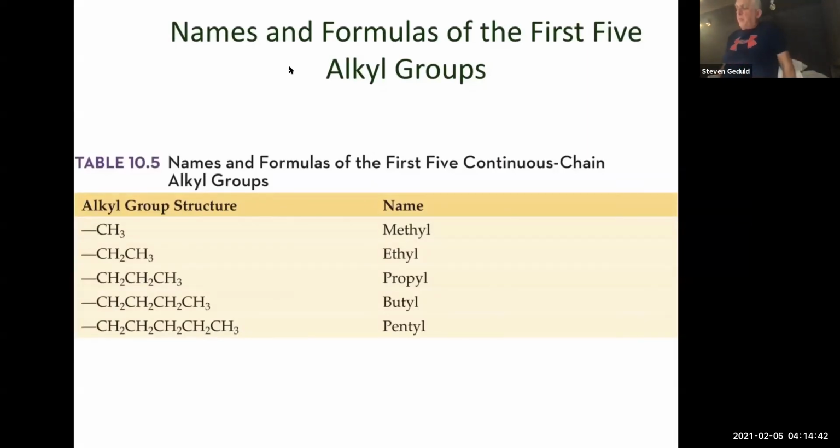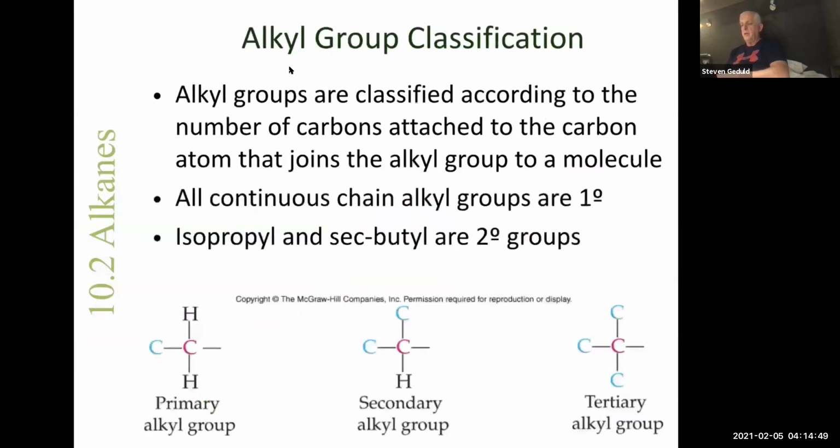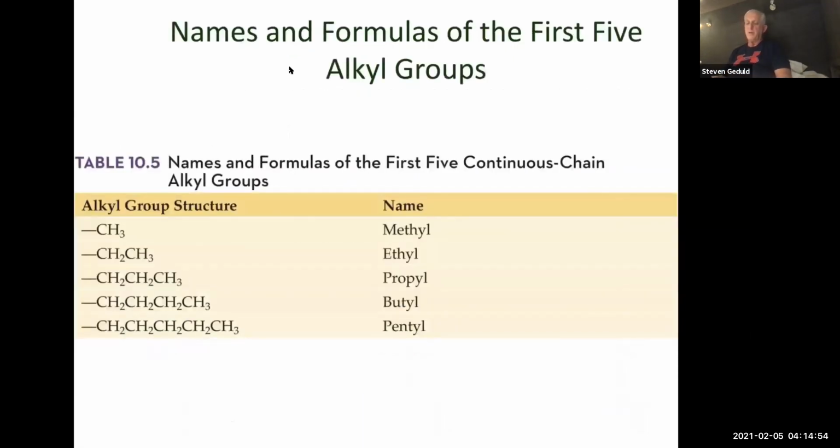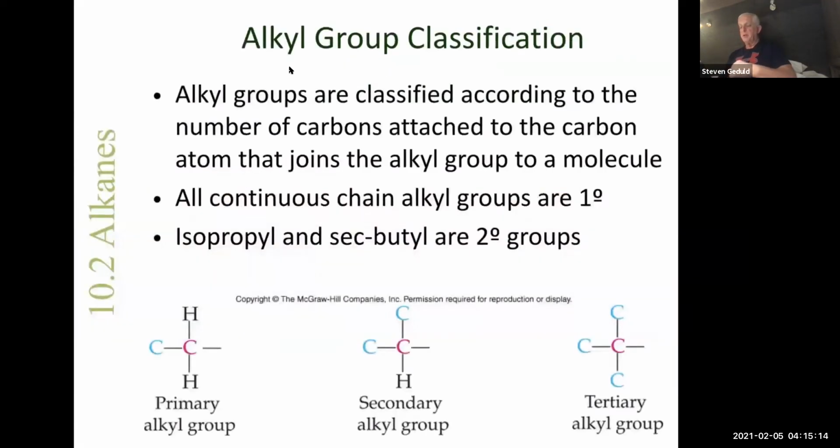Okay, so names and formulas of the first 5. Where were we at? Right there. Okay, so we have 1 carbon as a group attached. This is methyl. 2 carbons attached is ethyl. 3 carbons attached is propyl. 4 carbons attached is butyl. 5 carbons attached is pentyl. Okay. Those are our attachments.